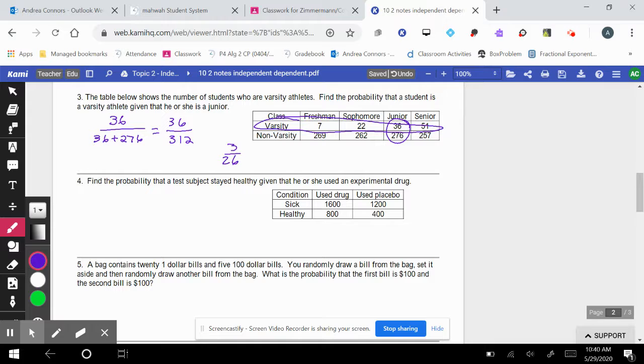So find the probability that a test subject stayed healthy, given that he or she used an experimental drug. So healthy and used the drug. So it'd be 800 over 800 plus 160, which is 1,600. And again, I'm using my calculator for this. Math 1, enter, and you get 1/3.